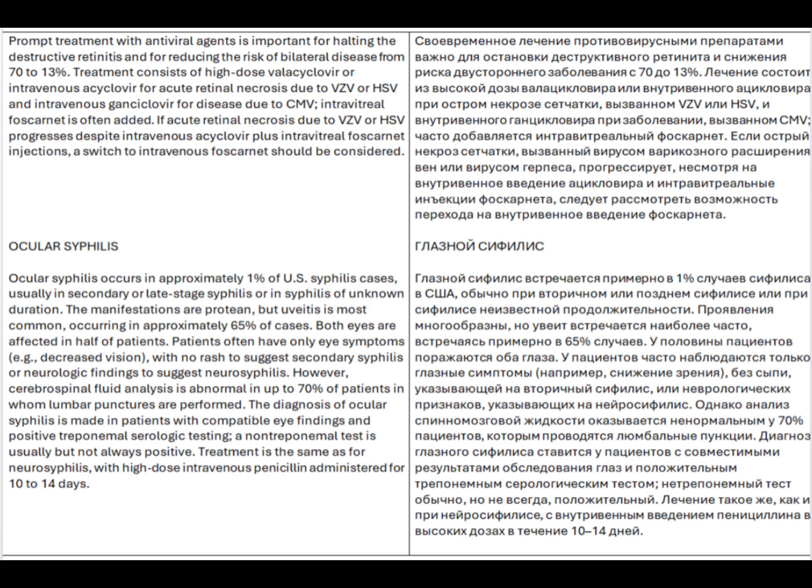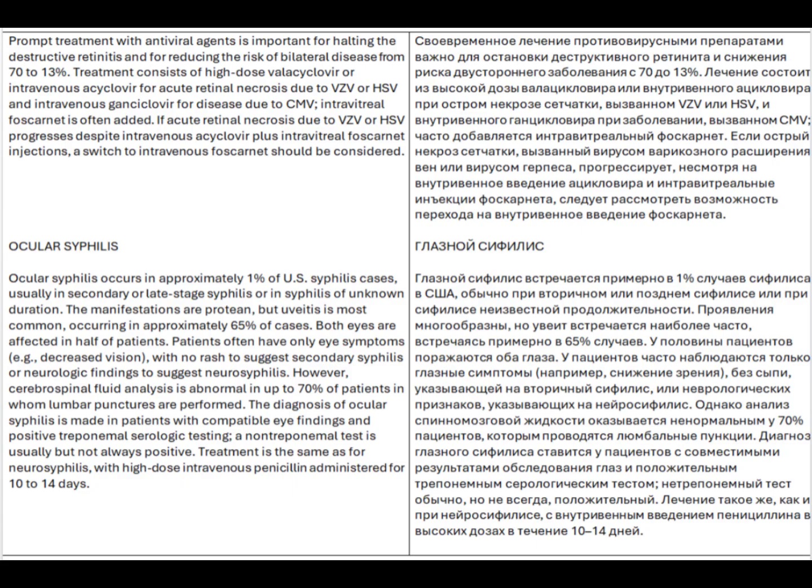Treatment consists of high-dose valacyclovir or intravenous acyclovir for acute retinal necrosis due to VZV or HSV, and intravenous ganciclovir for disease due to CMV. Intravitreal foscarnet is often added. If acute retinal necrosis due to VZV or HSV progresses despite intravenous acyclovir plus intravitreal foscarnet injections, a switch to intravenous foscarnet should be considered.